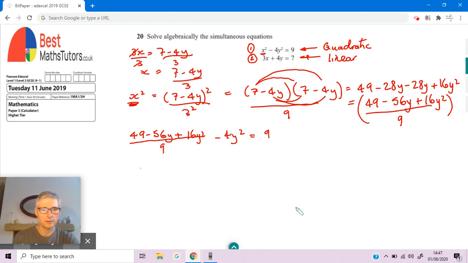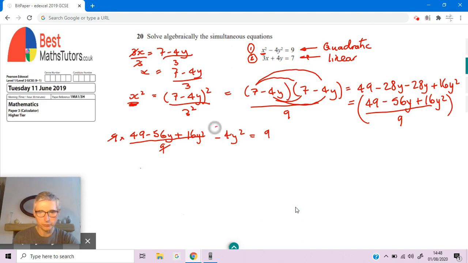The next step really is to multiply through by the 9 there. If I multiply both sides of this equation by 9, then 9 times that is going to cancel with the 9 on the bottom.